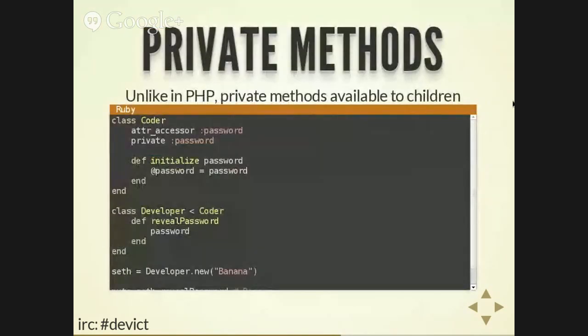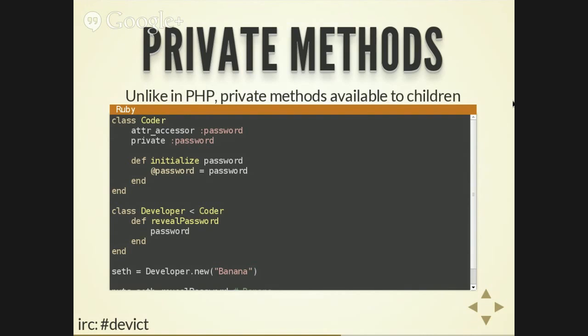So private methods, unlike PHP and C++, and unless this has changed in newer versions, which I doubt, private methods are available to children. They are available to classes that extend it. We're going to have to scroll this down a little bit. So I got a class called Coder. I tell Ruby, please give me a getter and setter for password, but make it private. That should be a private thing that only Coder and any classes that extend Coder can call.